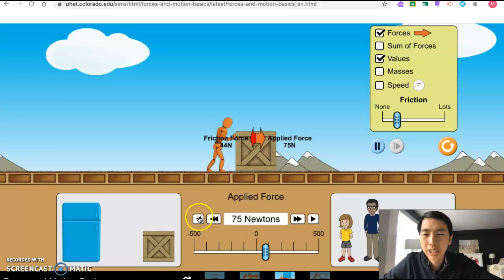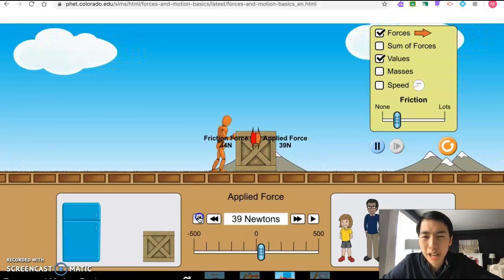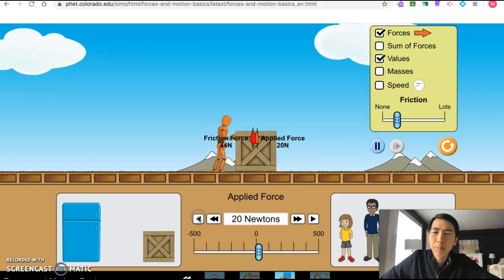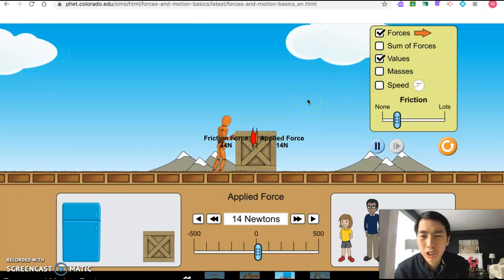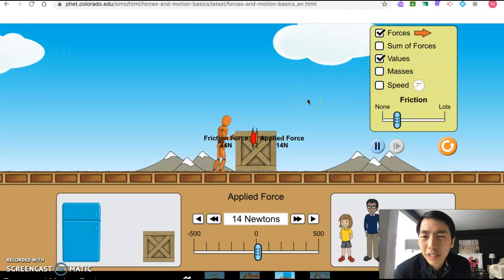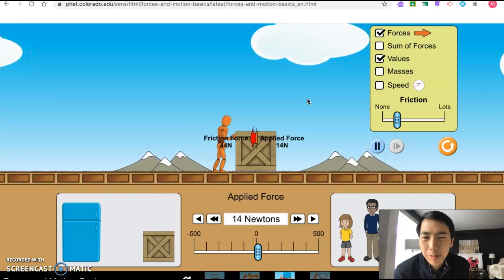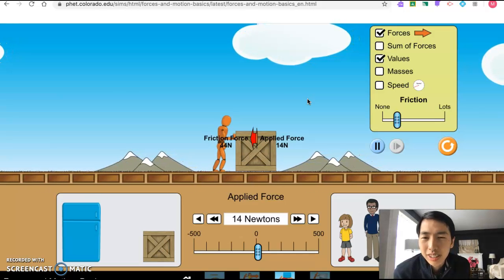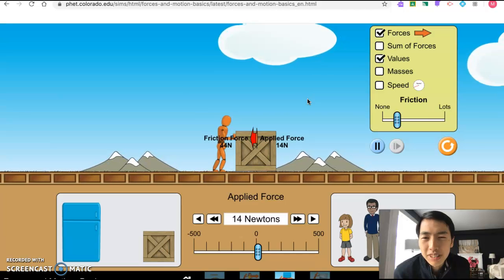All right, now I'm going to slow this way down. I'll remove the applied force. I'll drop down the applied force. Okay, the applied force is a lot lower than the kinetic friction. Now, the kinetic friction is still 44 newtons. Like, it's still moving, so it's still kinetic. And the kinetic value doesn't change. It's going to stop soon. Watch what happens when it stops.